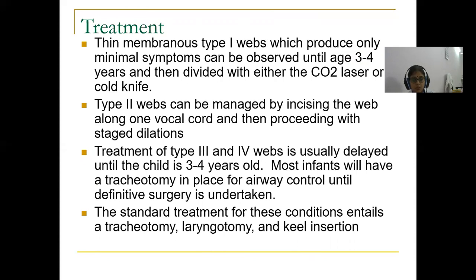Treatment of type 3 and 4 webs is usually delayed until the child is 3 or 4 years old. Most infants will have a tracheostomy in place for airway control until definitive surgery is undertaken. So the definitive treatment will be a laryngotomy and stent insertion.